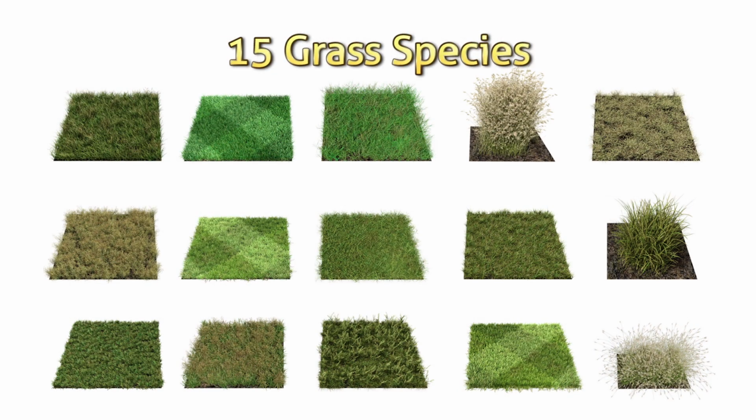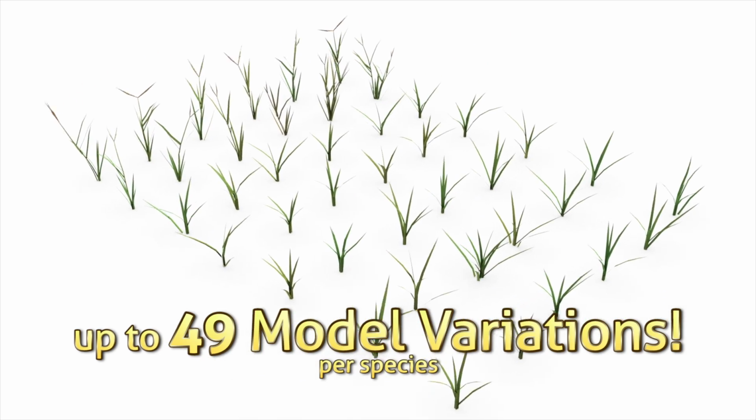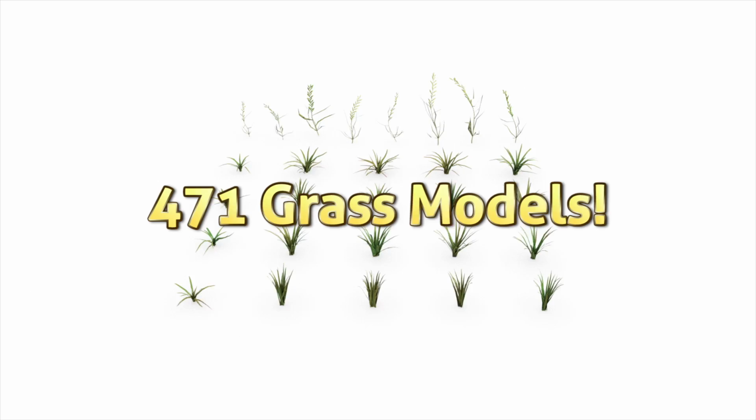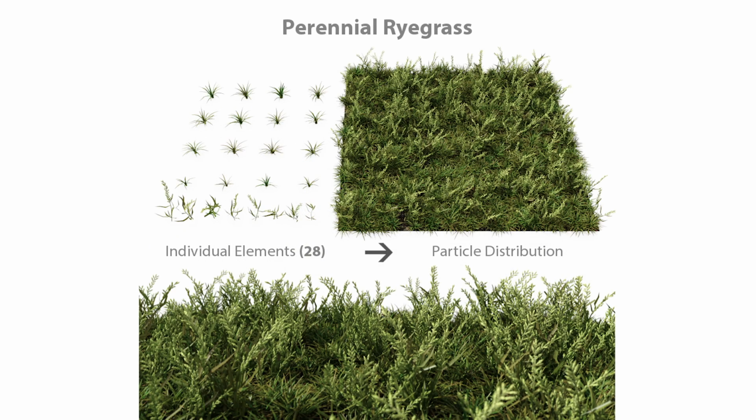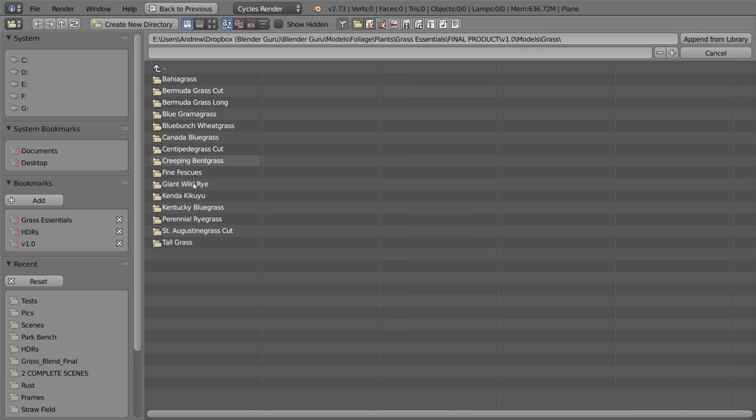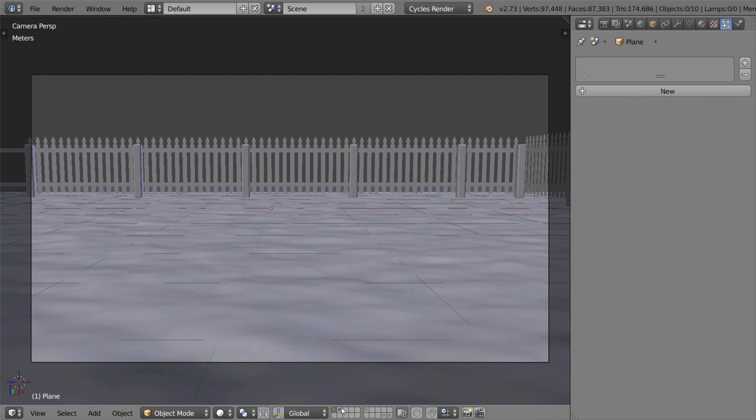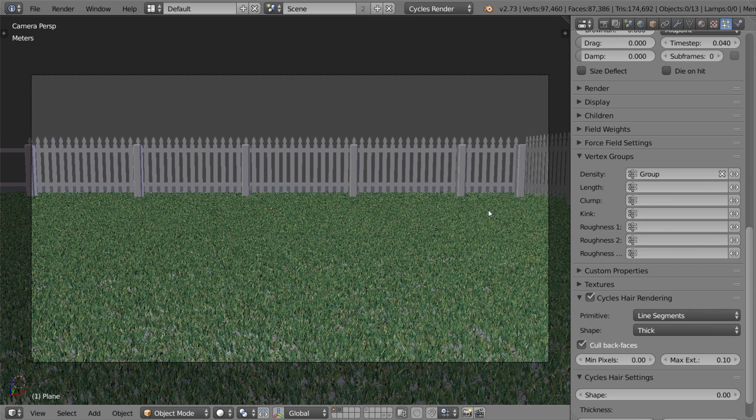We've created 15 species of grass in total, and within each species, you'll find 49 model variations to ensure that the grass never looks repetitive. This is a total of 471 grass models. And to save you time, we've already arranged them into particle distributions for you. So all you need to do is append the file and then use that particle system wherever you want grass in your scene.